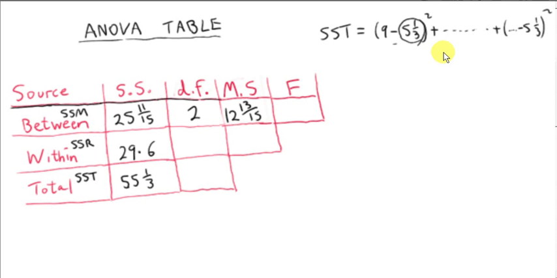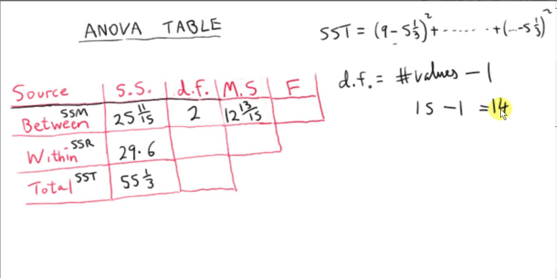But anyway, we don't really need to know too much about where the degrees of freedom comes from. For SS total, we take the total number of values, which is 15, and subtract 1. So we just take 2 from 14 to get the degrees of freedom for sum of squares within.